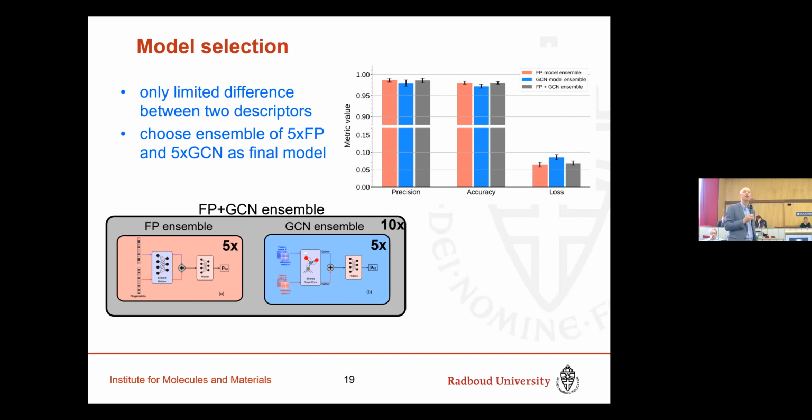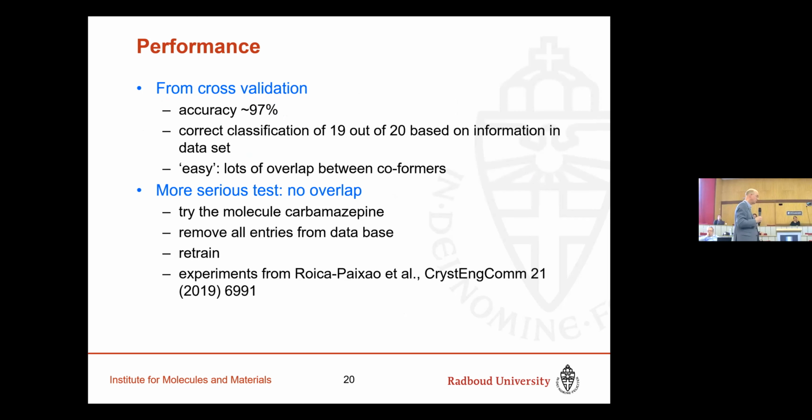So what we in the end decided to do is to take a weighted average of both of them to have a somewhat more robust way of looking at things. You don't want to have any particular bias. And so the accuracy of this training is of the order of 97%. So from the data set, it classifies the co-crystals. Well, 19 out of 20 are correct. So that's a nice score.